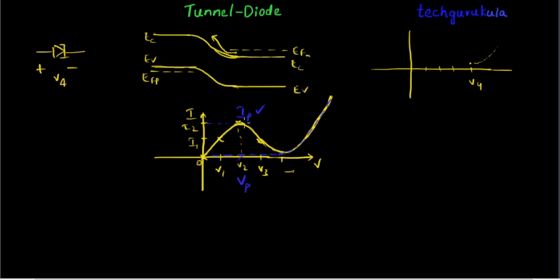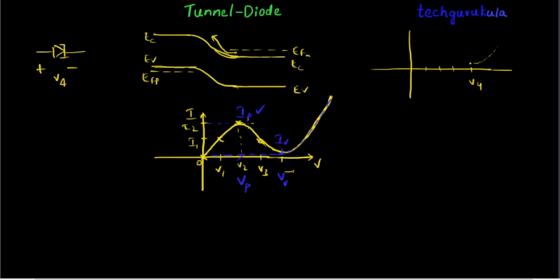And here, it looks like a valley, right? The current decreases and then increases. The point at which it goes to a lower value and then starts increasing, we call that current the valley current, and the corresponding voltage the valley voltage.